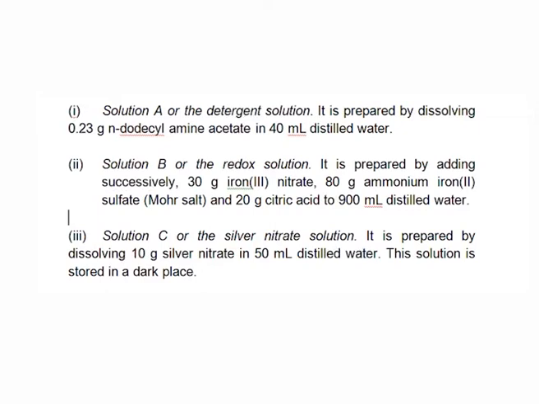Solution B, or the redox solution. It is prepared by adding successively 30 grams of iron nitrate, 80 grams of ammonium iron sulfate, that is Mohr salt, and 20 grams of citric acid to 900 ml of distilled water. Solution C, or the silver nitrate solution. It is prepared by dissolving 10 grams of silver nitrate in 50 milliliters of distilled water. The solution is stored in a dark place.